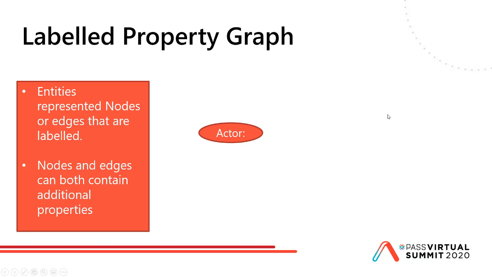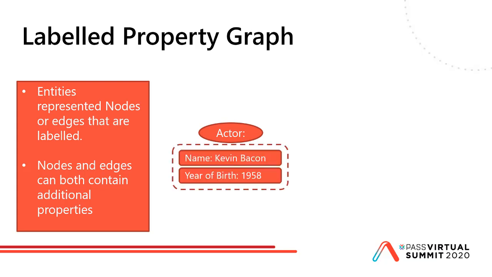The next difference between the RDF and LPG is that we can add properties directly to the nodes and edges in the form of key-value pairs. Returning to our example, this would look something like this. We now have a node of type actor that has two properties, a name, which is Kevin Bacon, and a year of birth, which is 1958.